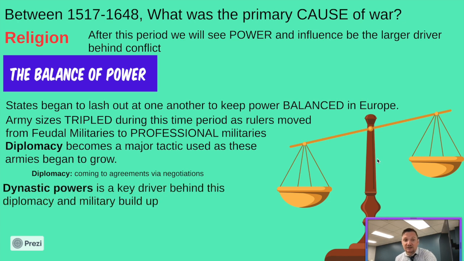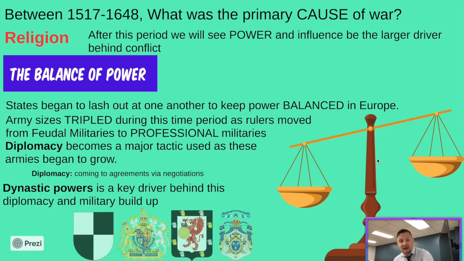So diplomacy is going to be huge, and the biggest reason why diplomacy is going to play out this way is because dynastic powers are the biggest driver behind the balance of power at this point. The biggest reason why the balance of power is being shifted back and forth a little bit, but eventually always comes back to neutrality, is because dynastic powers are at major play here. And what we mean by dynastic powers is large-scale families that are trying to keep this power as balanced as they possibly can to make sure that their heirs continue to rule and can do that with a lot of land and a lot of finances, right?